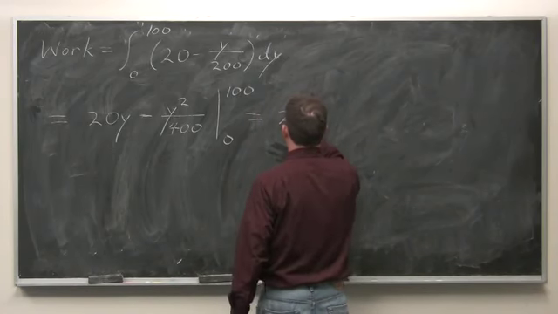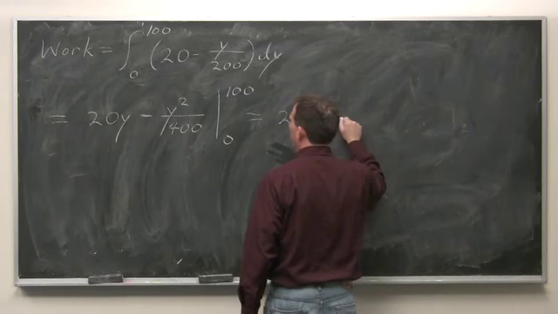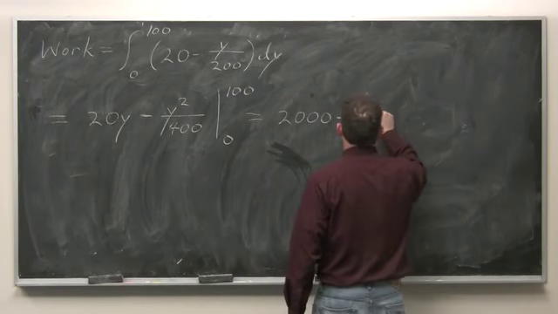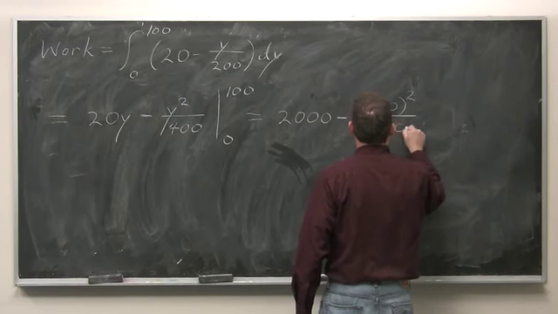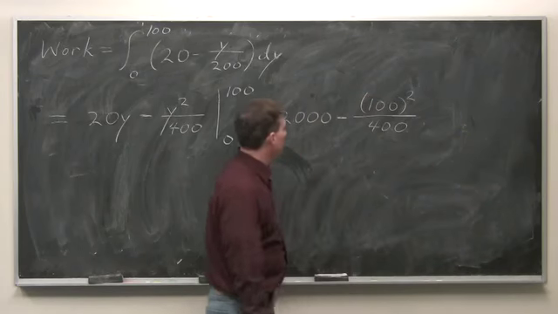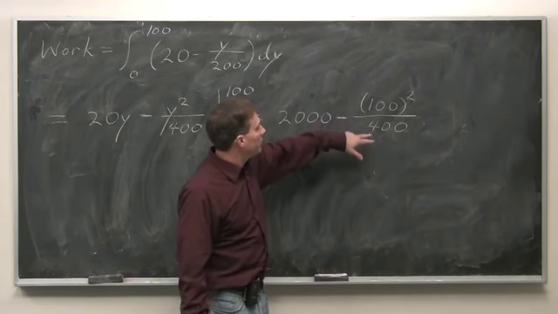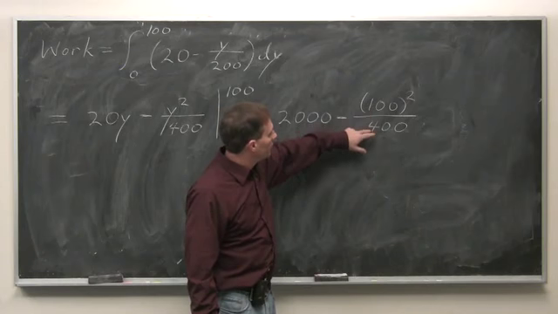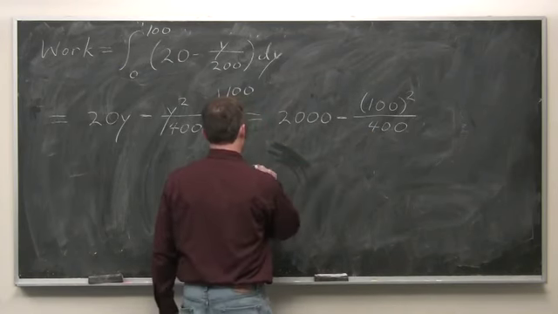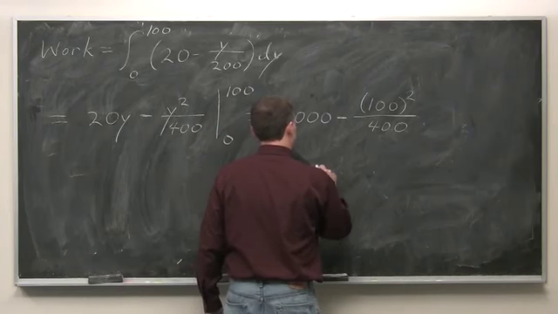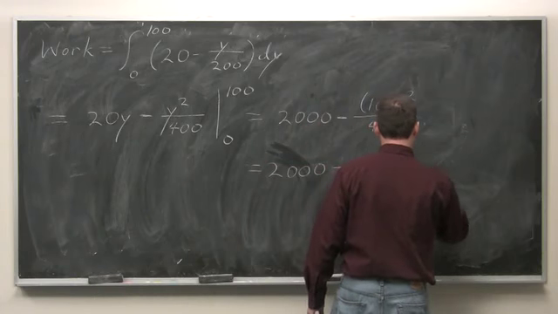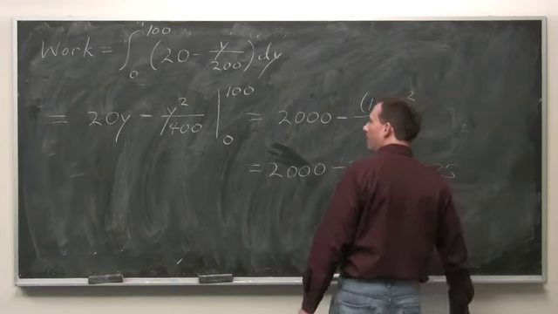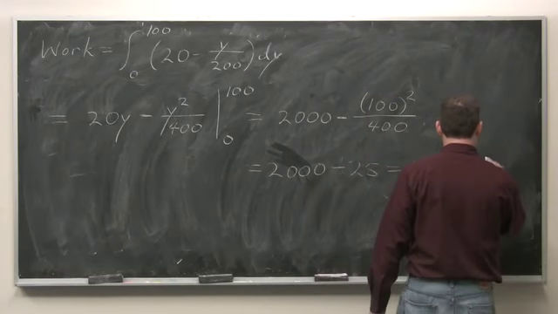So we get 2,000 minus 100 squared over 400. You can divide out one of the hundreds, and you get 100 over 4, so that's 25. So we get 2,000 minus 25, so we get 1975. 1975 what? Foot-pounds.